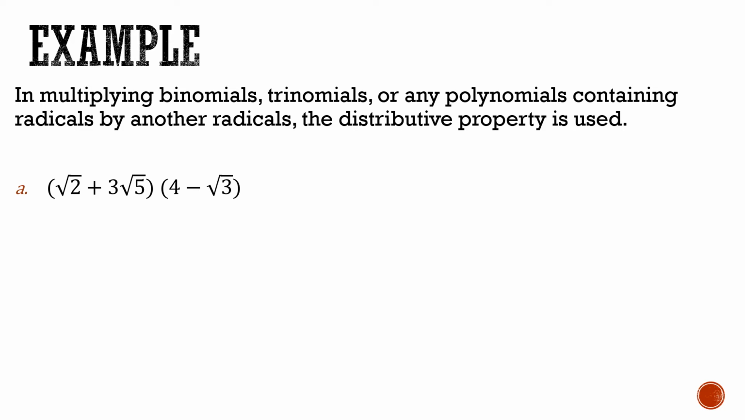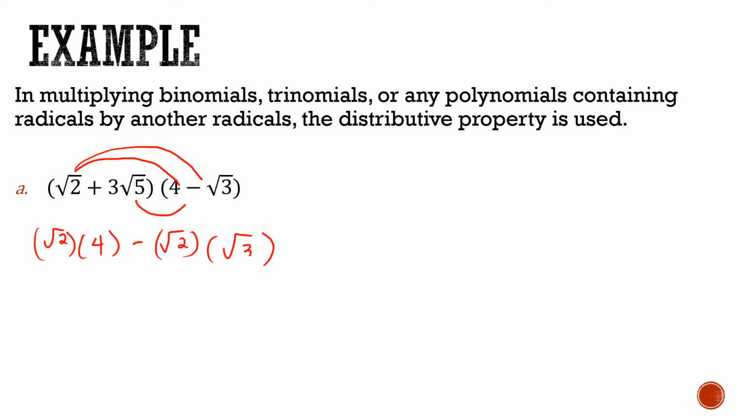So using it, I'll just simply multiply square root of 2 by 4. So we got square root of 2 times positive 4, and then square root of 2 times negative square root of 3, so that is minus square root of 2 times square root of 3, and then 3 square root of 5 times 4, so they are both positive, so that is plus 3 square root of 5 times 4, and then 3 square root of 5 times negative square root of 3, so positive and negative, so that is minus 3 square root of 5 times square root of 3.